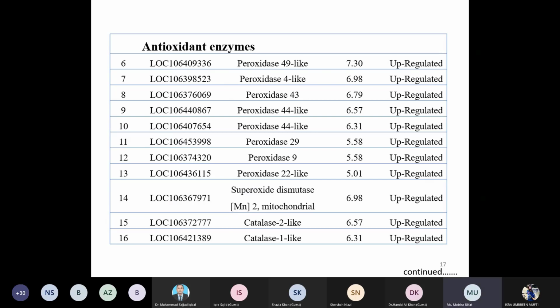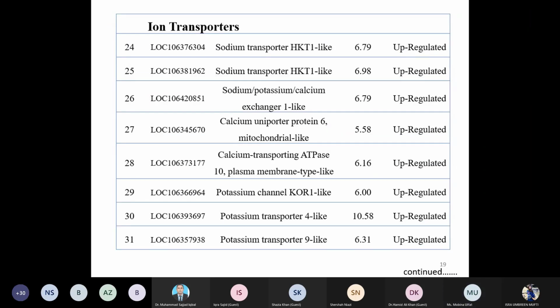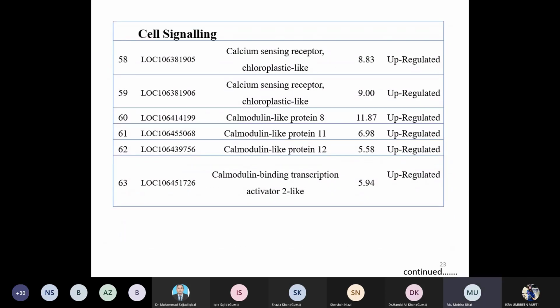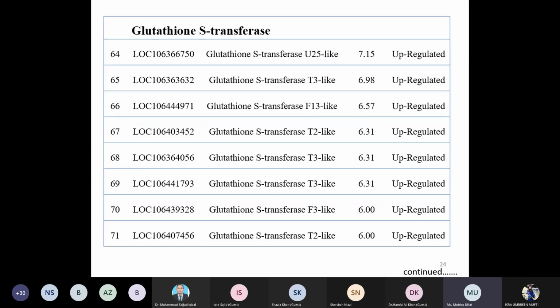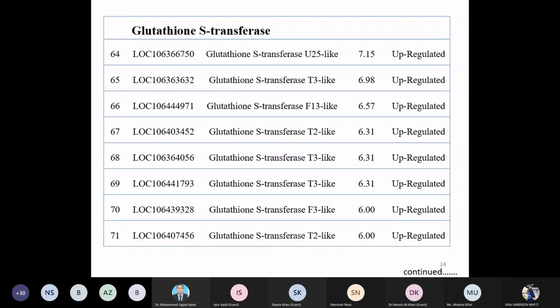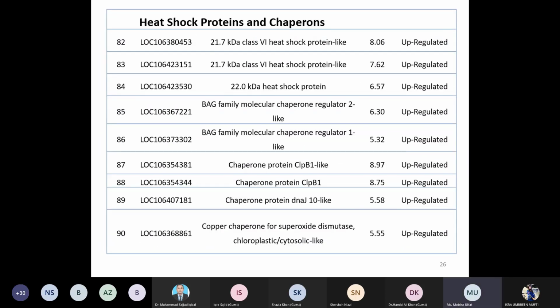Antioxidant enzymes. There are some ion transporters. Most of them are upregulated. They are cell signaling molecules. Then glutathione, glutathione S-transferases.